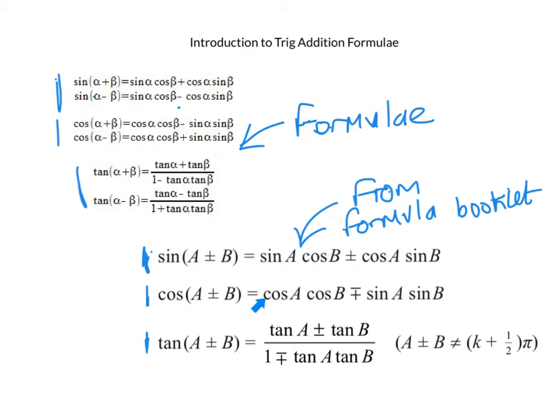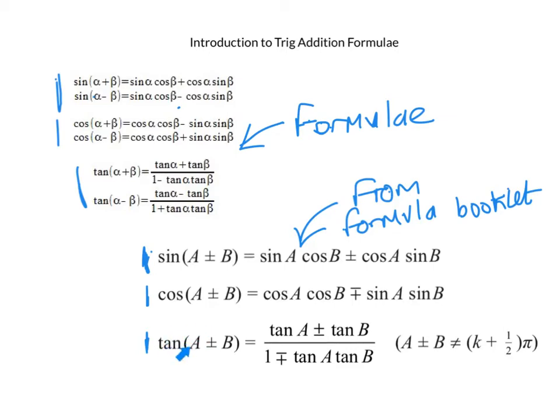The cos one's slightly different. So when you add angles in cos, let's look at the Edexcel formula booklet version. If you've got cos A plus B, we have cos A cos B, minus, be careful there, sine A sine B. Cos A minus B is cos A cos B plus sine A sine B.